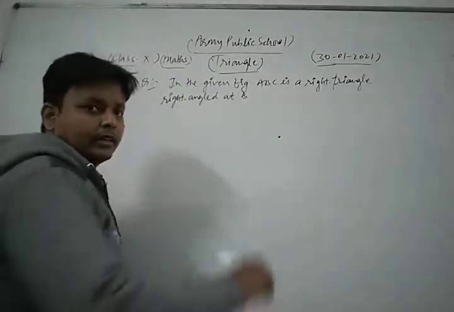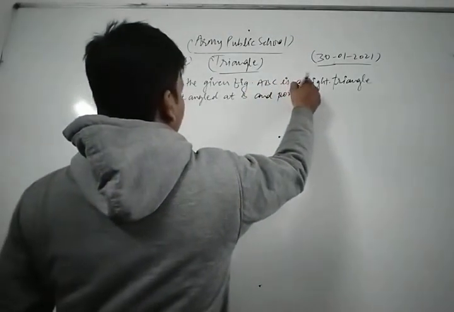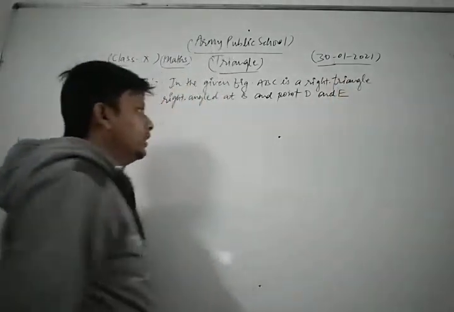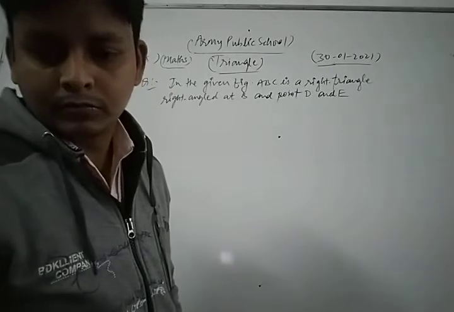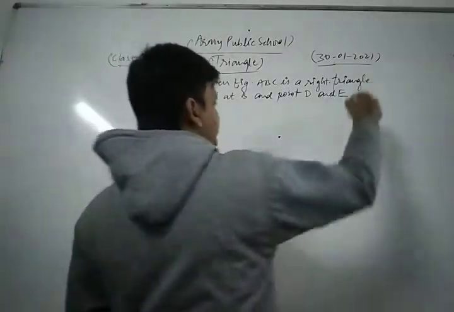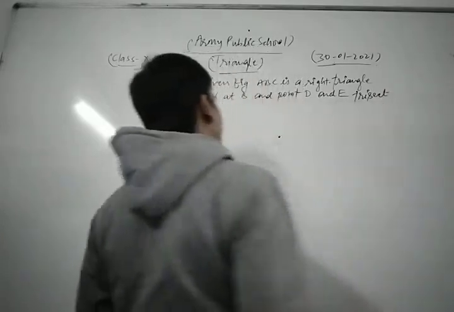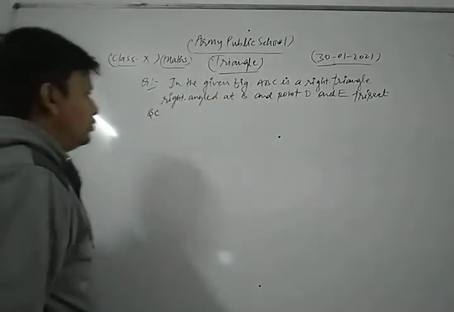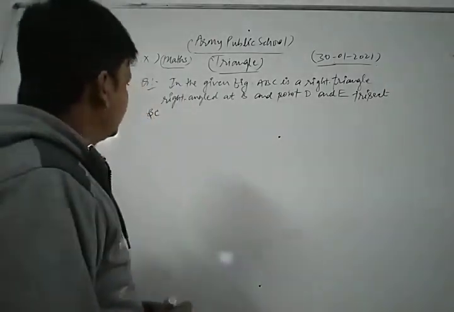Okay, dear friends, points D and E trisect BC. Okay, and the points D and E trisect what? BC.